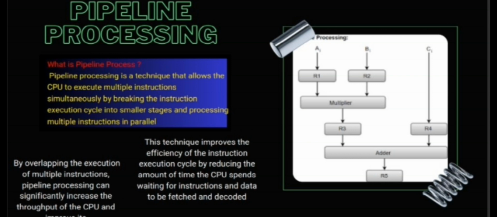Similarly, we can take an example of a factory. In a factory, an assembly line uses pipeline processing to produce products quickly and efficiently. Each stage of the assembly line focuses on a specific task, such as attaching a part or painting the product and passing it along to the next stage. This allows for multiple products to be produced simultaneously, increasing the overall efficiency of the factory.